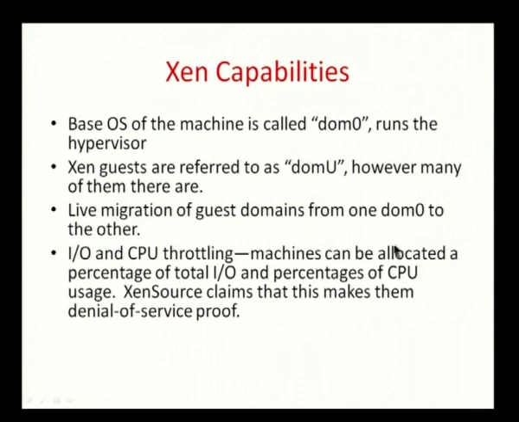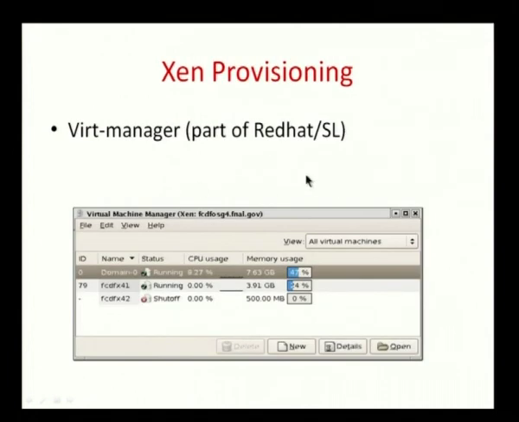That is, machines can be allocated a percentage of total I/O and percentages of CPU usage. So, you can assign the percentage of the existing available resources by using the Zen, and Zen source claims that this makes them denial of service proof also. Now, it is possible to create the virtual machine using Zen also. Those who are interested, you can create Zen virtual machine also.